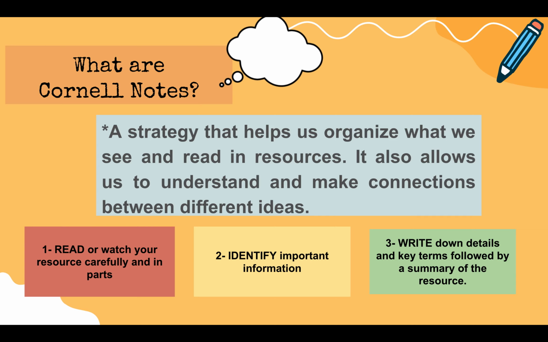In order to use Cornell Notes effectively, we need to do three things. One, we need to read or watch a resource carefully and in parts. Not the whole thing at once, or else we won't give ourselves time to understand what's going on. We need to do it in chunks. Two, we need to identify important information. And three, write down details and key terms, followed by a summary of the resource.